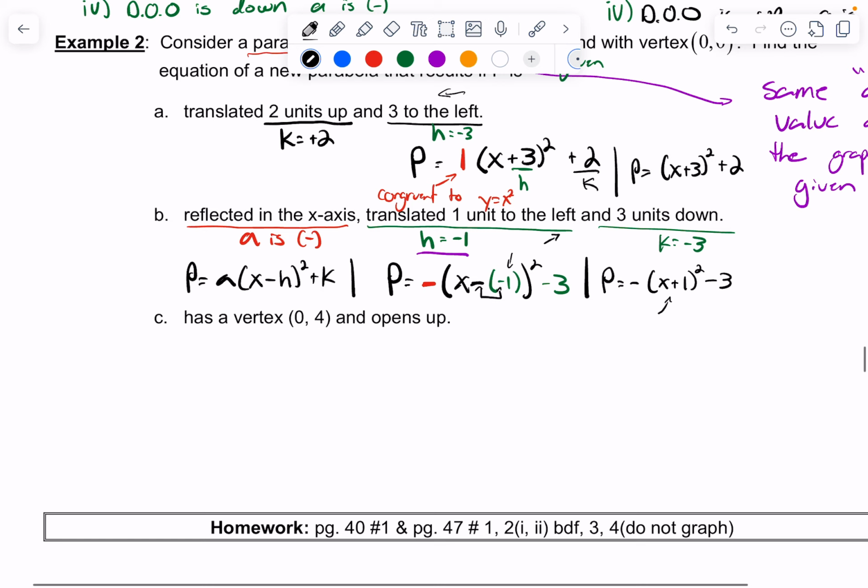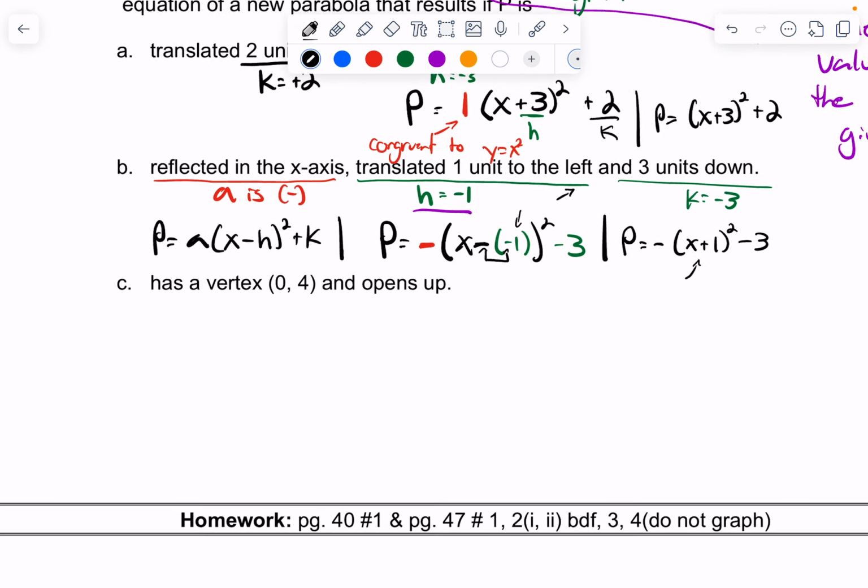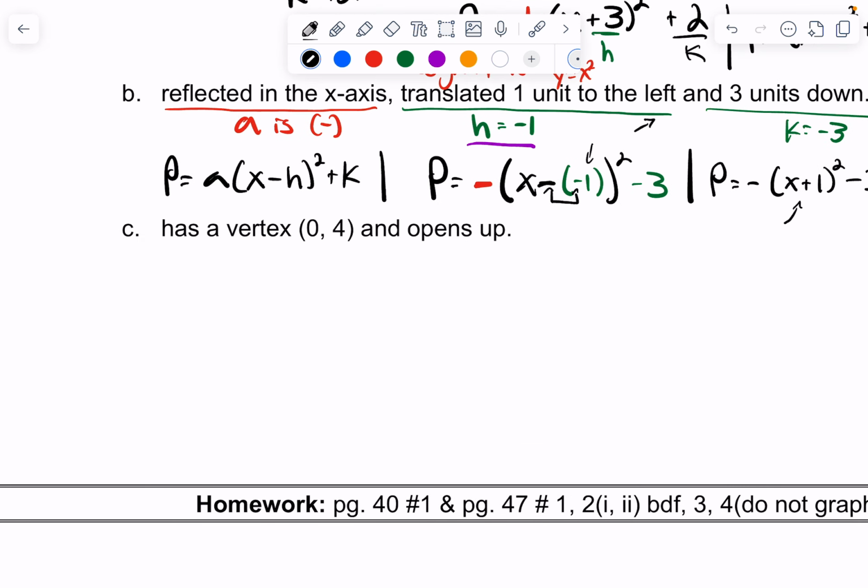All right, and last one. Has a vertex 0, 4 and opens up. All right, again, vertex 0, 4. This right here is our H, and there's our K. Opens up means A is positive. Because it didn't talk about any stretches or compressions or anything, it's still positive 1. A is positive 1. So then we have our parabola. Parabola is equal to A x minus H squared plus K. So just fill in all your unknowns.